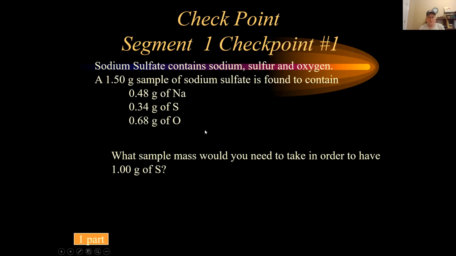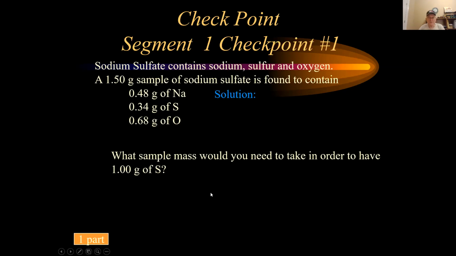Now, let's work some problems with this. This is an analysis that shows a total mass of sample and the masses of each of the elements that would be in that total mass. If you add these up, all of these should equal 1.5 grams. What mass of sample would you need in order to have 1 gram of sulfur?